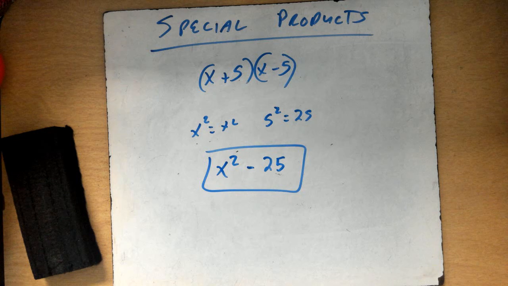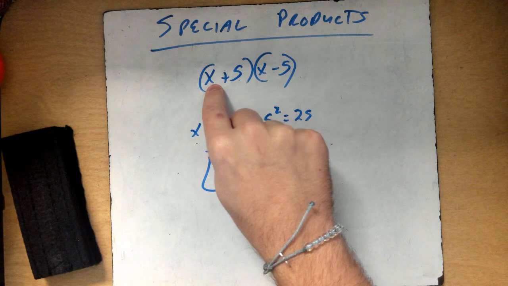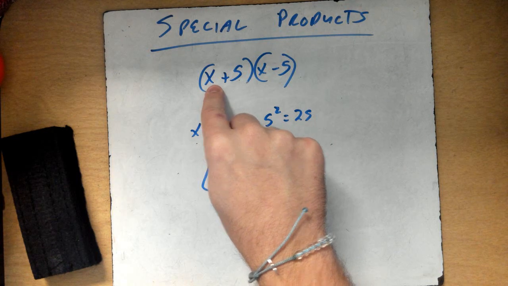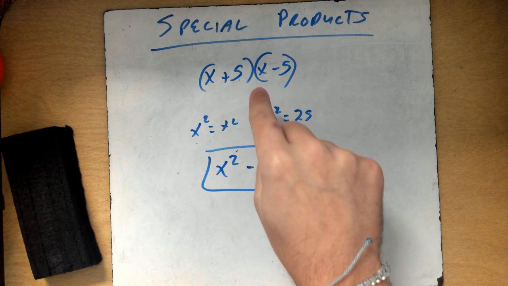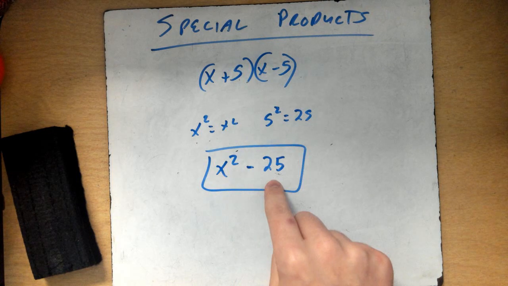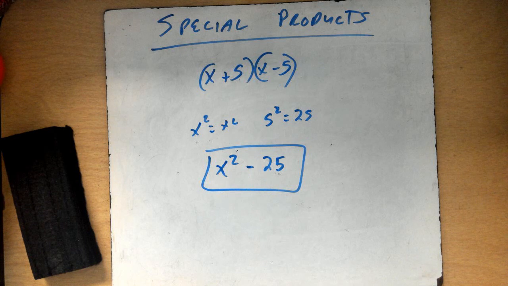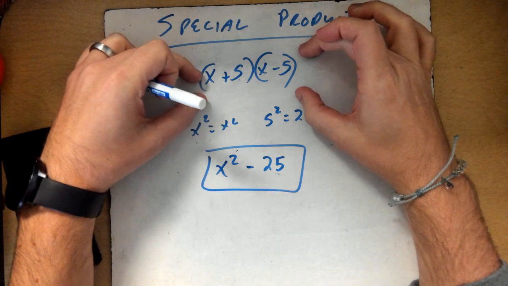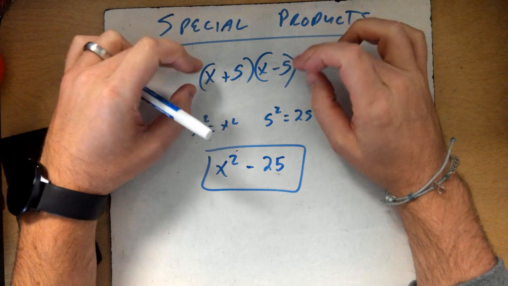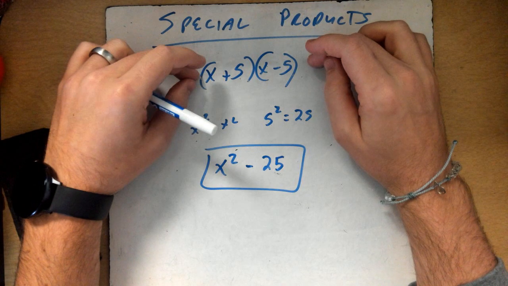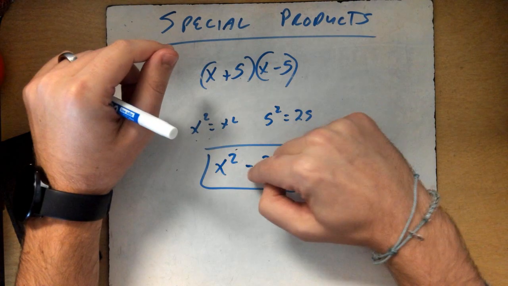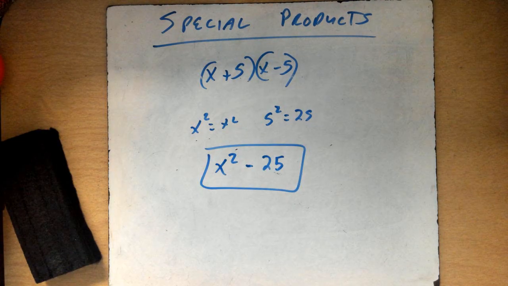That's it. Square the first term. Boom. Square the second term. Boom. Minus in the middle. That's it. Simple. So if you have two things like this, a plus and a minus with the same terms, square the first, square the last, minus in between. That's it.